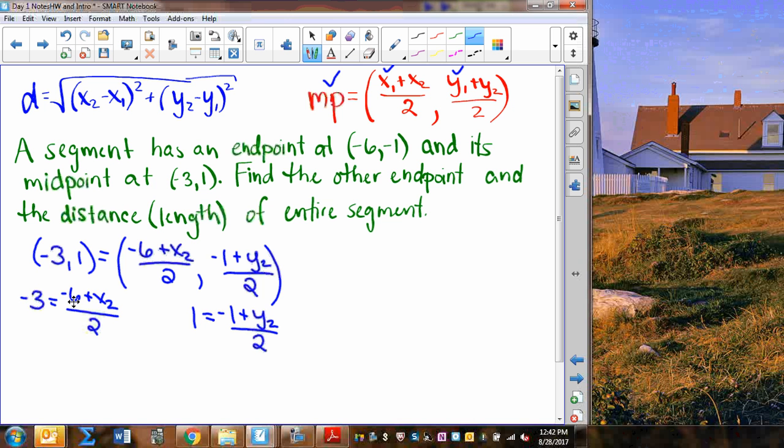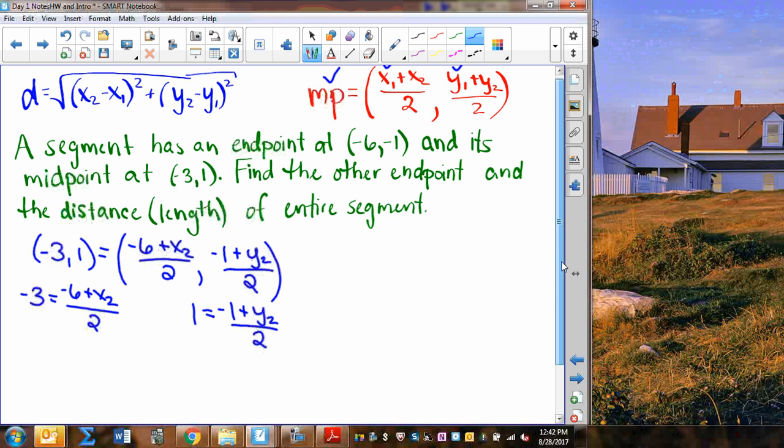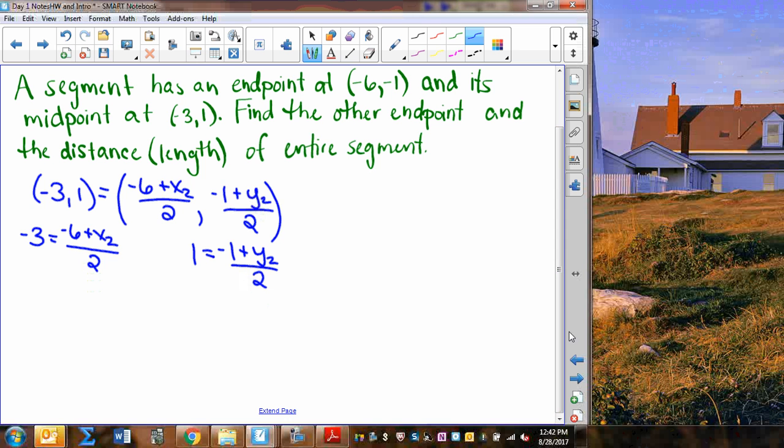I feel like that's kind of the trickiest part, to see that connection there. I feel like some of you students struggle to see that this is actually an equation. My x value equals this x equation. My y value equals this y equation. So we can set up the equation dealing with just my x's and the equation dealing with just my y's. Can we see that there? Anyone have a question on that?